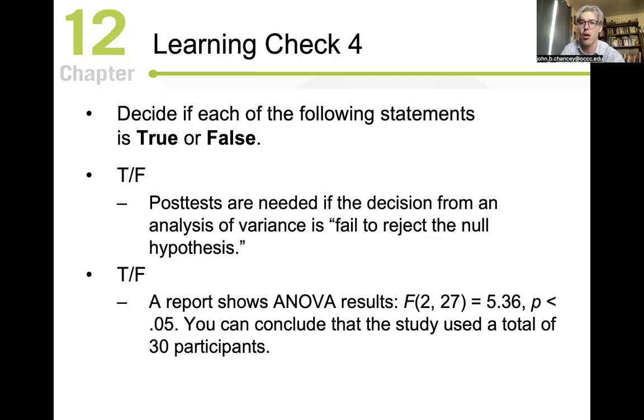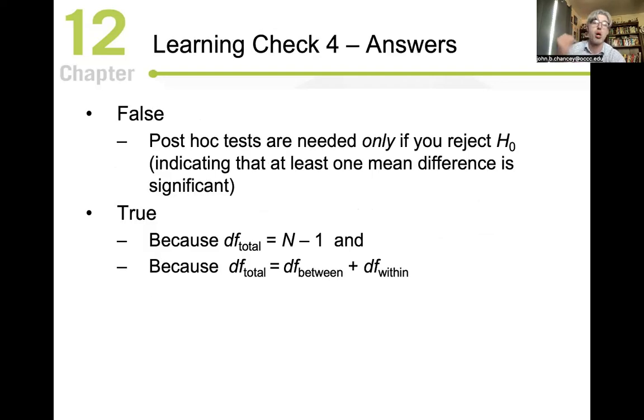Think about why we use those post hoc tests or post tests to answer these two questions. Okay, unpause the video. I'm unpausing it now. Hopefully you have. Correct answer for the first one is false. Post hoc tests are needed only if you reject the null hypothesis. And then the second one is true, because remember, degrees of freedom total is n minus 1. And degrees of freedom is between versus within. So we can add those two up, minus 1.